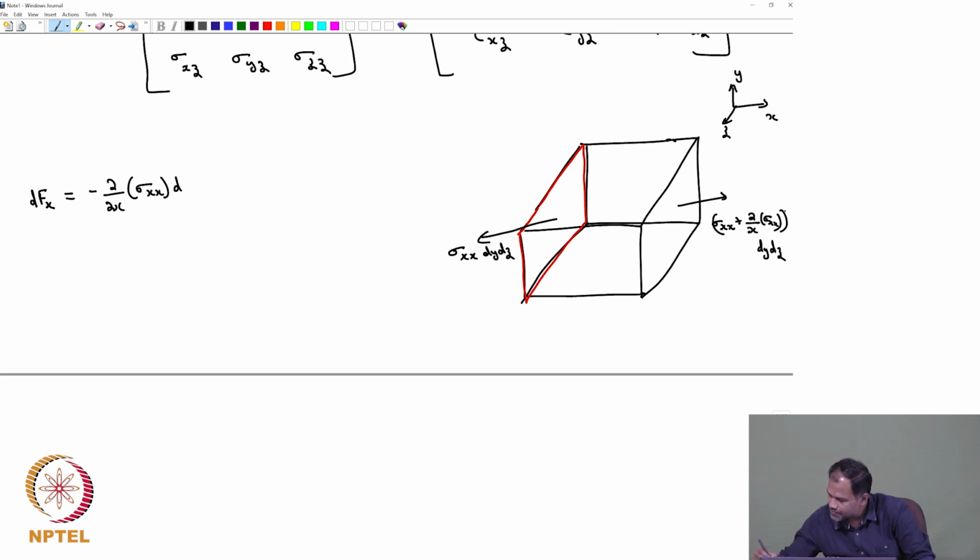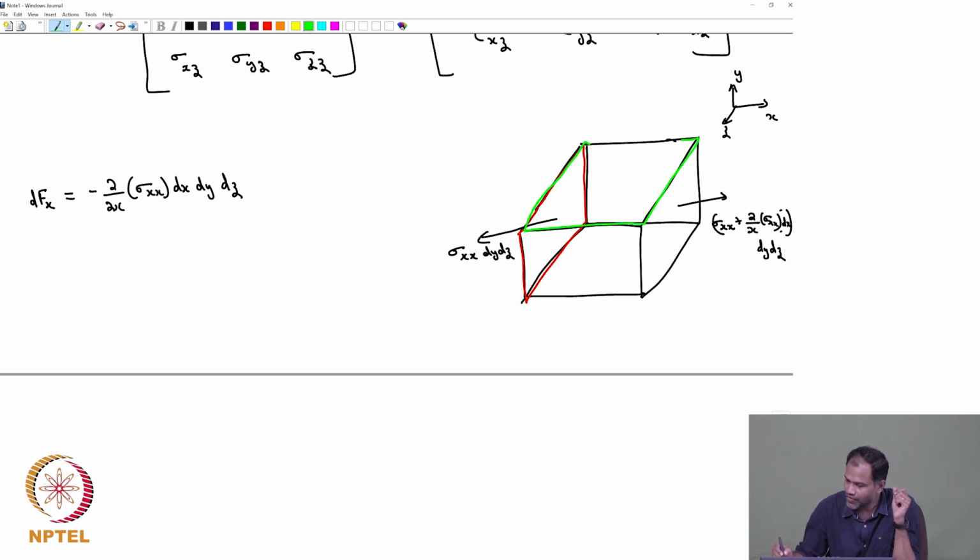So, here is a dx dy dz. Now, is that the only force that is acting in x direction? No, there can be forces that are acting in x direction on the y face as well as on the z face. So, for example, there.